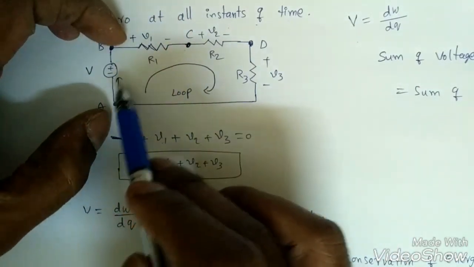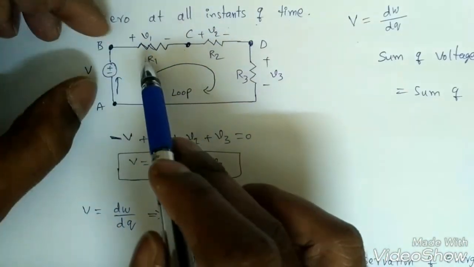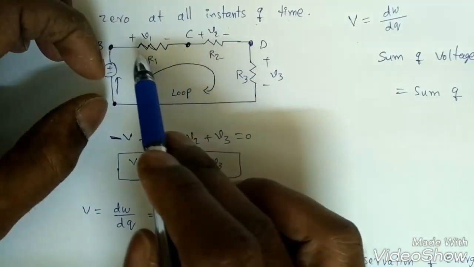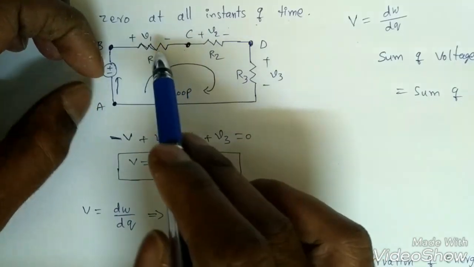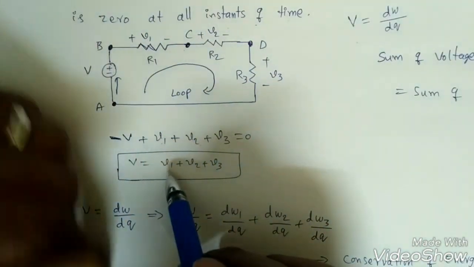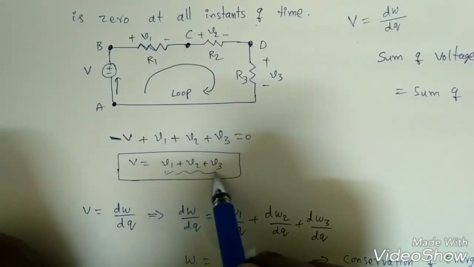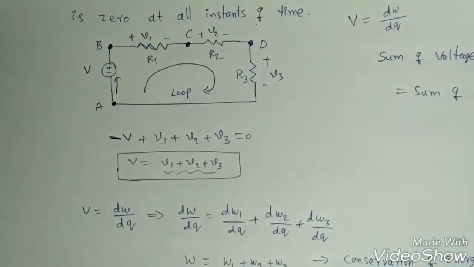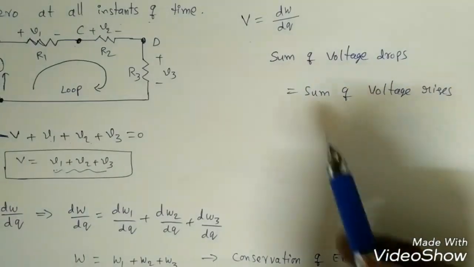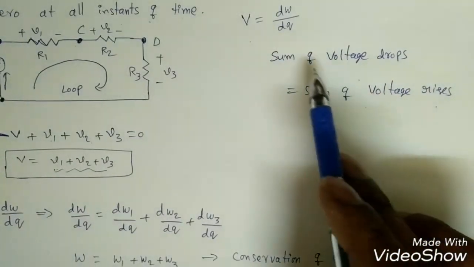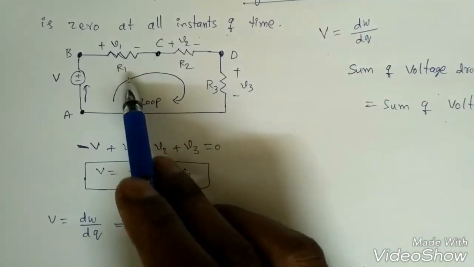So this is the rise, and these two are the resistors, which only absorb energy. That means they will dissipate it. So that's why we get drops here. So V1 plus V2 plus V3 is equal to V, where these are the drops and this is the rise. That is the other way of saying the sum of voltage drops is equal to the sum of voltage rises, right?